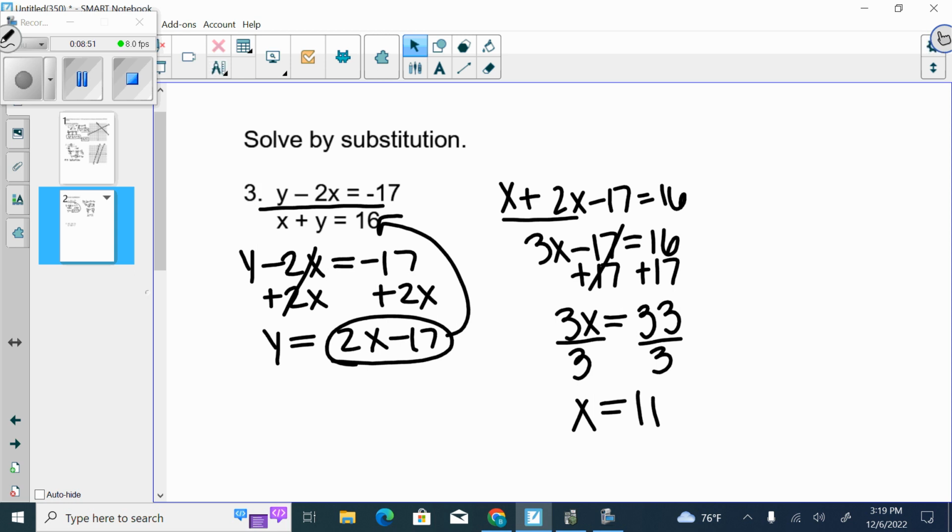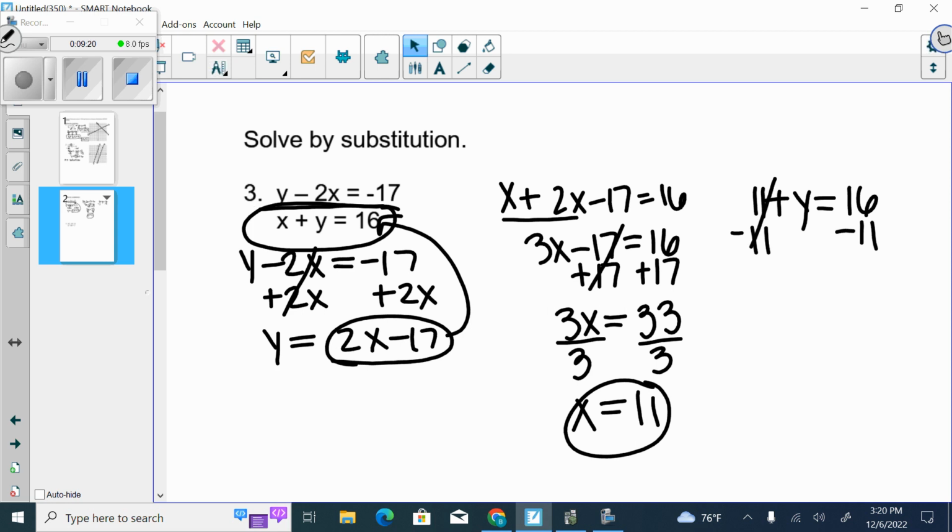Okay. All right. So once I have found x, then what do I do? All right, I'm going to take this and go plug it in somewhere. It doesn't matter which one. You guys want to use top or bottom? Bottom, okay. So I'm going to plug it into this equation. So instead of x, we're going to put in 11, plus y equals 16. So what am I going to do to get y by itself? Subtract. And what is 16 minus 11? 5.